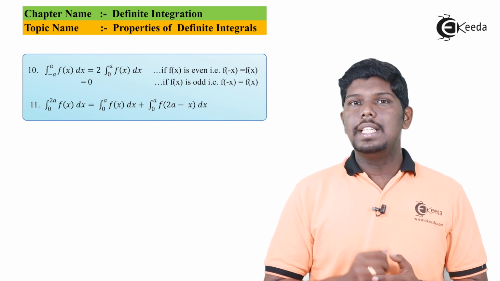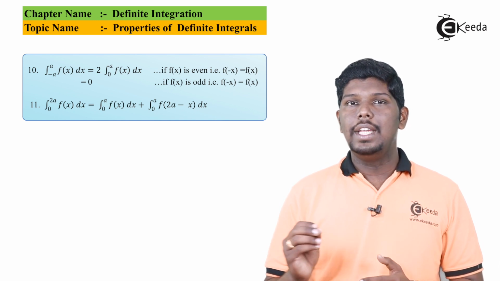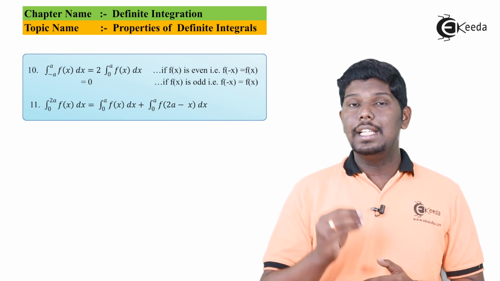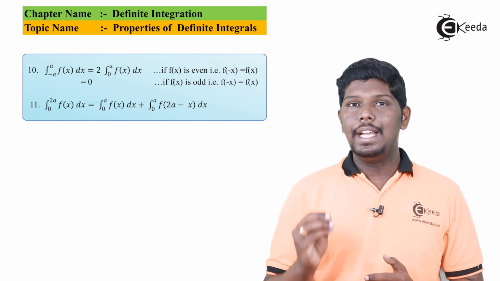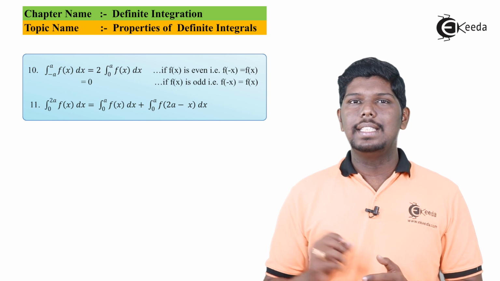While the last property is integral 0 to 2a f of x dx can be written as integral 0 to a f of x dx plus integral 0 to a f of 2a minus x dx.